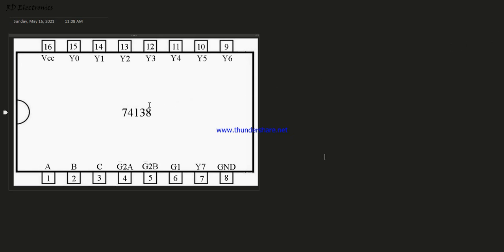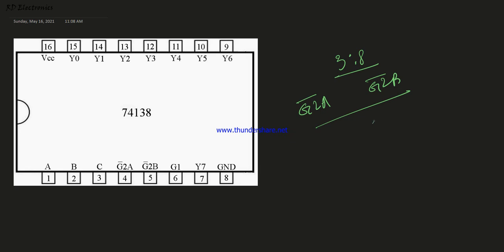74138. This is a 3:8 decoder IC, where G2A and G2B are active low enables, and G1 is active high enable. Okay. Y0 to Y7 are all basically active low. These are the 8 outputs, and this ABC is the control input.